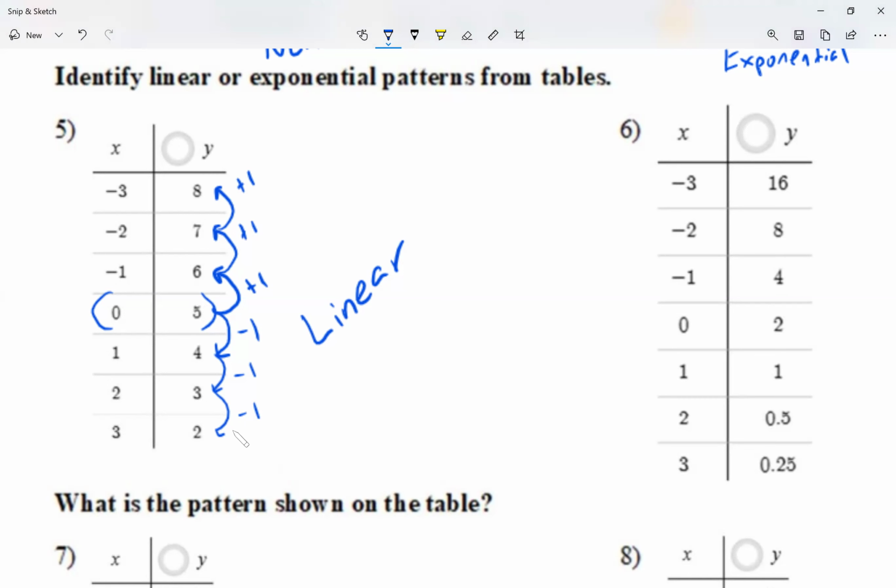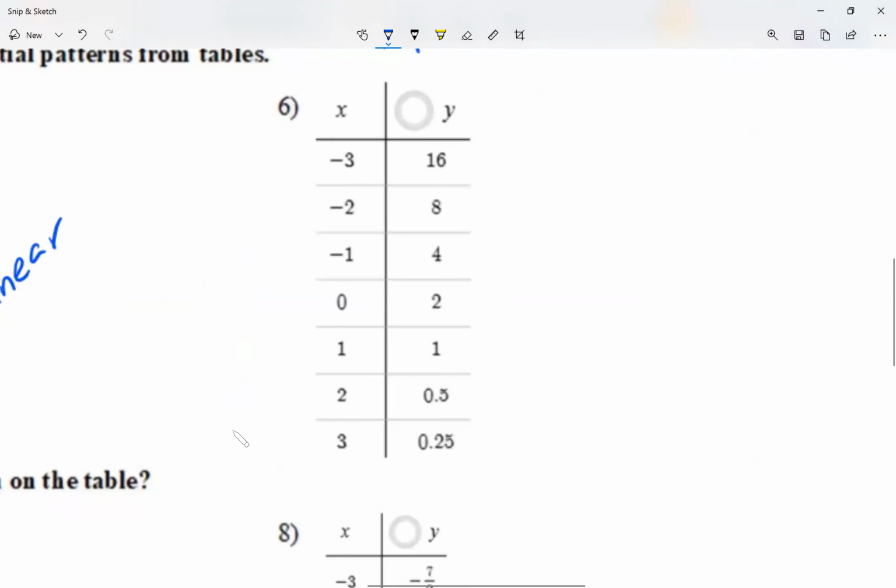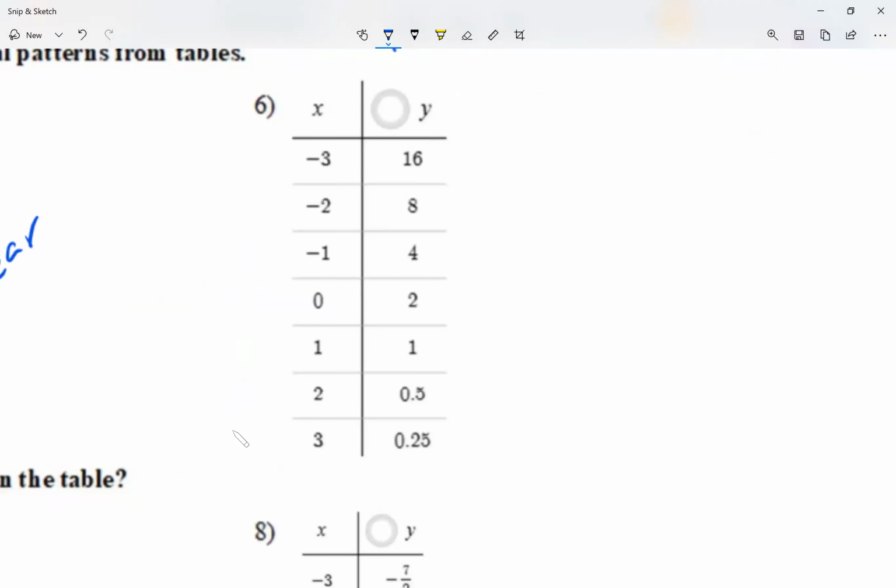Let's take a look at here, number 6. I'm going to check if it is linear. I'm going to start at my 0 value. So my point here, the value of y is 2. So I'm going to see, in order for 2 to become 1, I have to subtract 1, right? Because 2 minus 1 is 1. Then I check. 1 minus 1, 0.5. I don't think so. 0.5 minus 1, 0.25. I don't think so. So it is not linear. Okay. So in this case, it must be exponential.